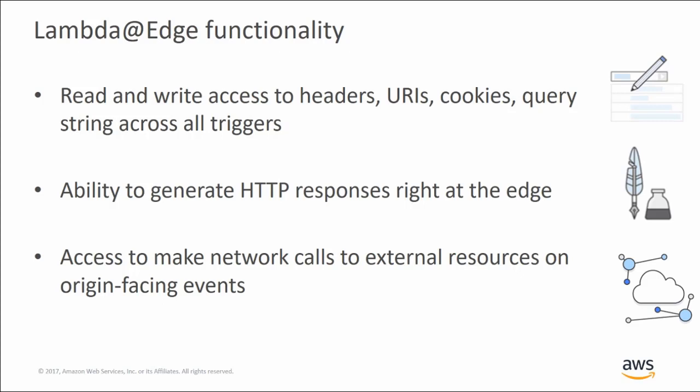Lambda at the edge is also unique in its capability to make network calls to external resources. Now, these resources can be HTTP endpoints, and they do not have to be in AWS. They can be in AWS. They could be resources like an S3 bucket. They could be a DynamoDB table, but they can also be outside of AWS. Today, network calls are supported in the origin-facing events, so origin request and origin response support that.